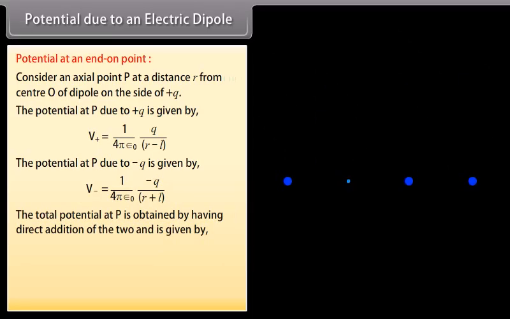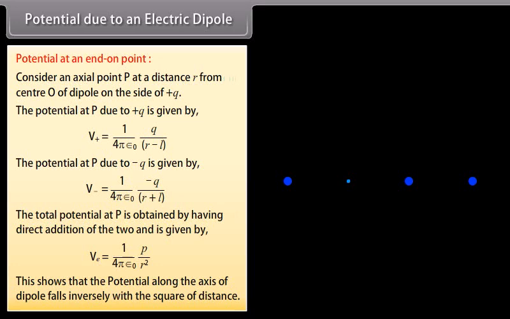The total potential at P is obtained by direct addition of the two and is given by V equals 1 upon 4 pi epsilon naught multiplied by P upon R square. This shows that the potential along the axis of a dipole falls inversely with the square of distance.